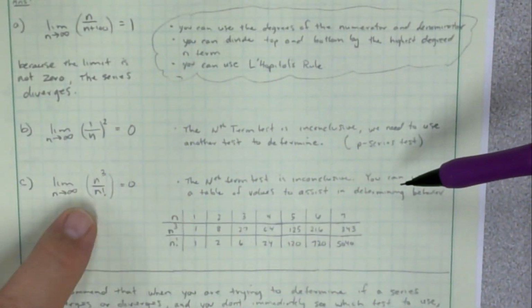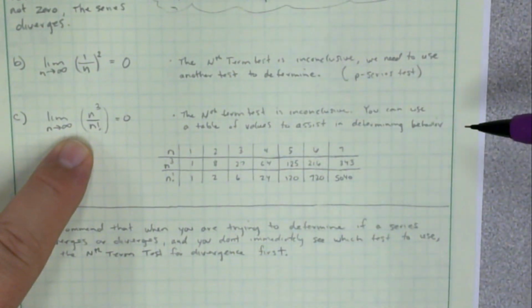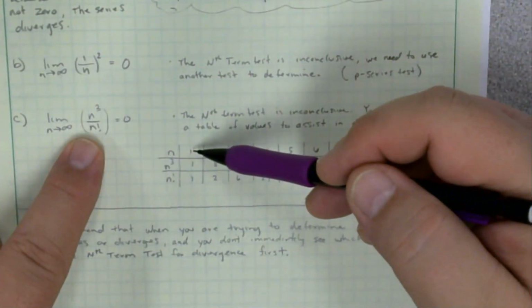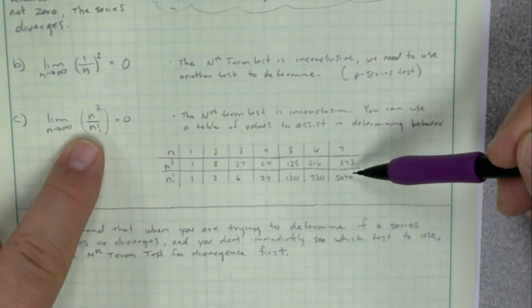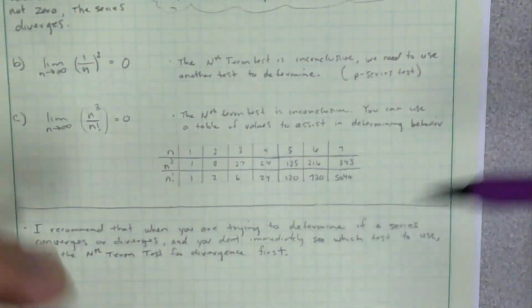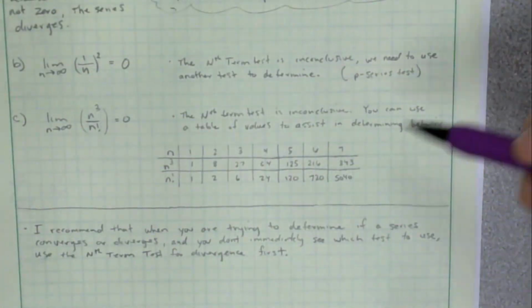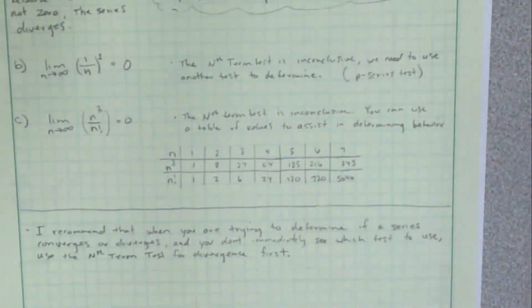Another technique you can use is a table of values to assist in determining the behavior. So this is what I wanted to show you right here. If I take all these values at different values of n, I can look and see what the numbers are doing, and use that to help me determine what kind of behavior is going on if I can't figure out if this goes to 0 or not, or convergence or not. We might be able to use the table to help us determine it.